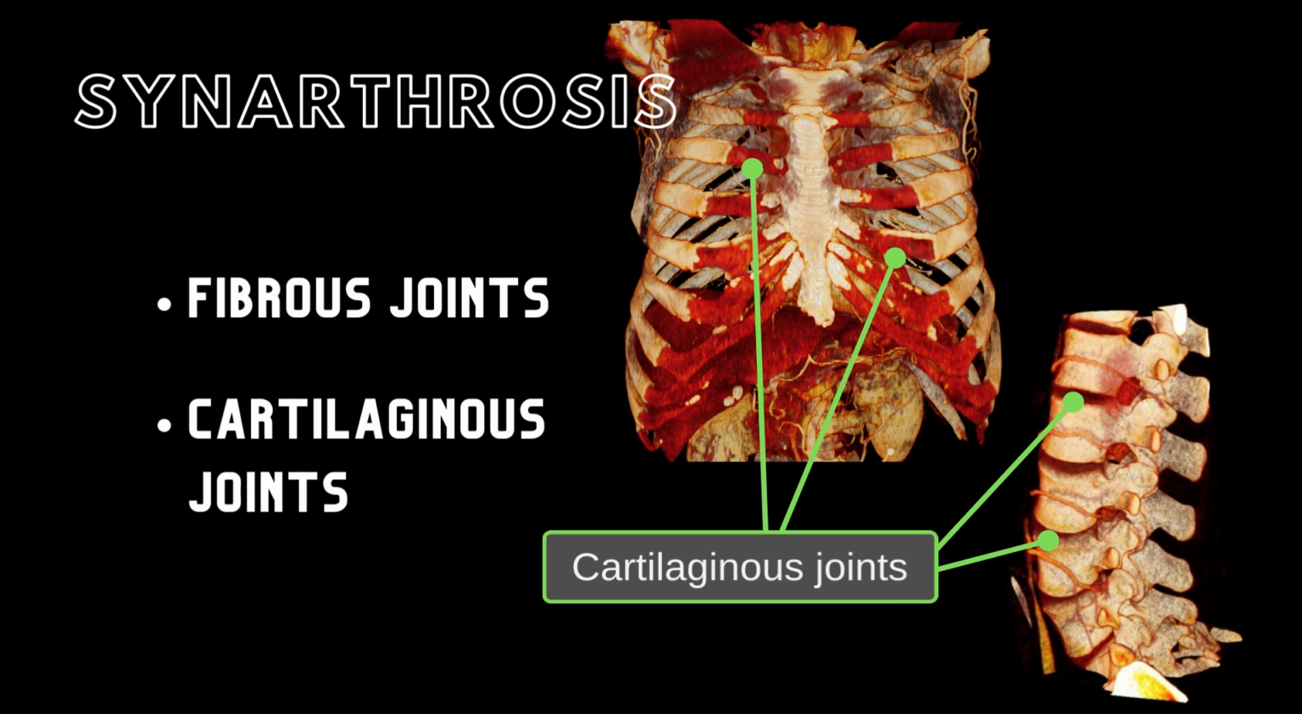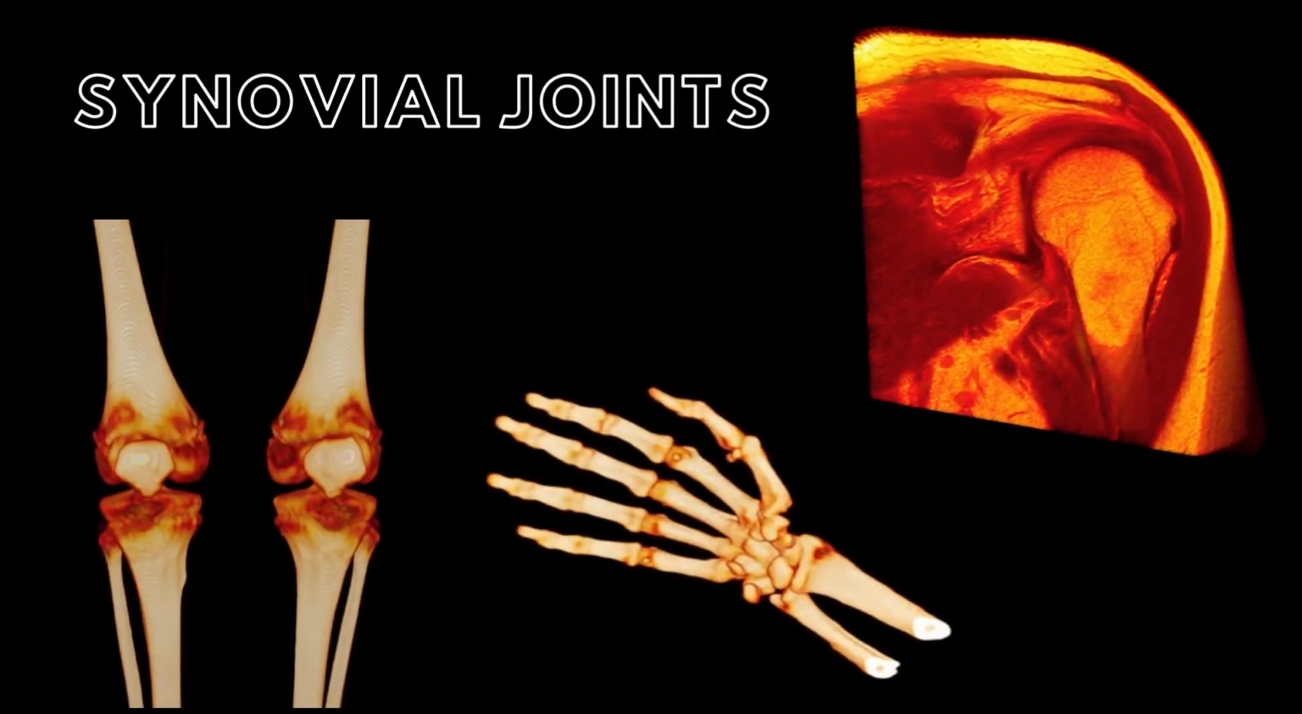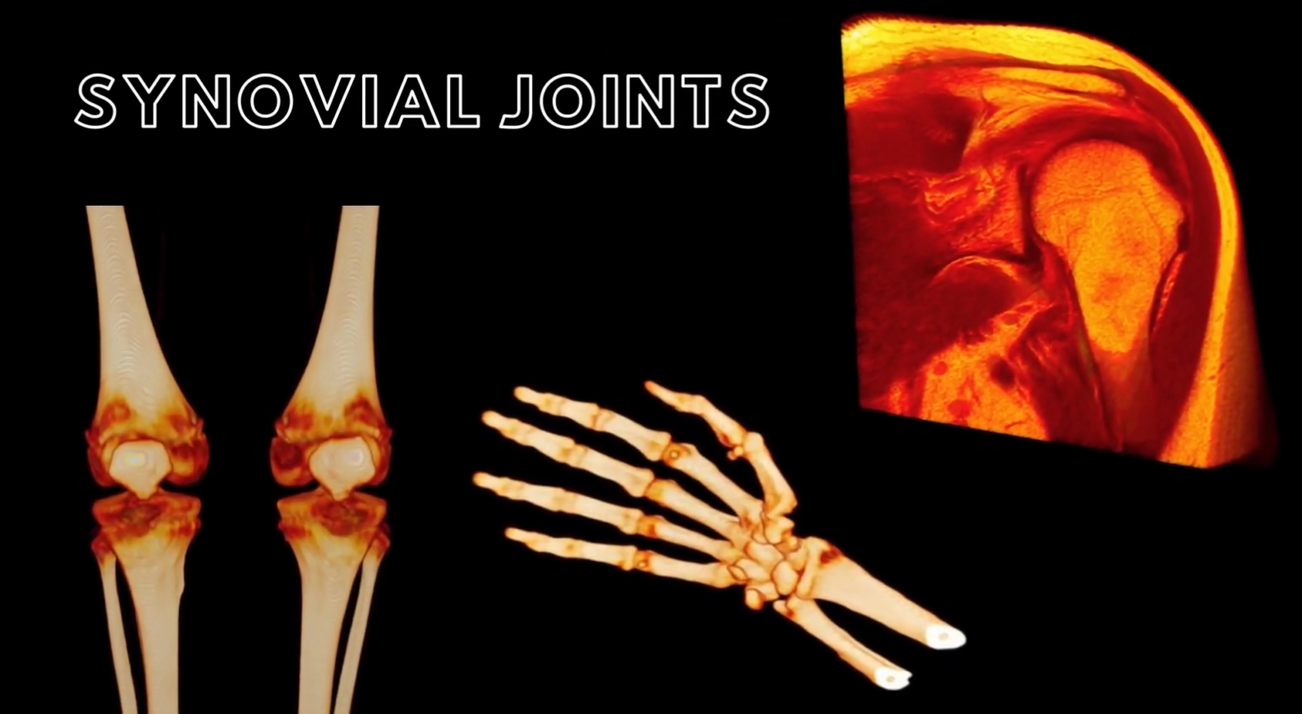Two examples are the joints between the adjacent vertebral bodies, which are joined by fibrous cartilage, and the joints between the ribs and the sternum, which are joined by hyaline cartilage. Next, let's learn more about Diarthrosis joints or synovial joints.